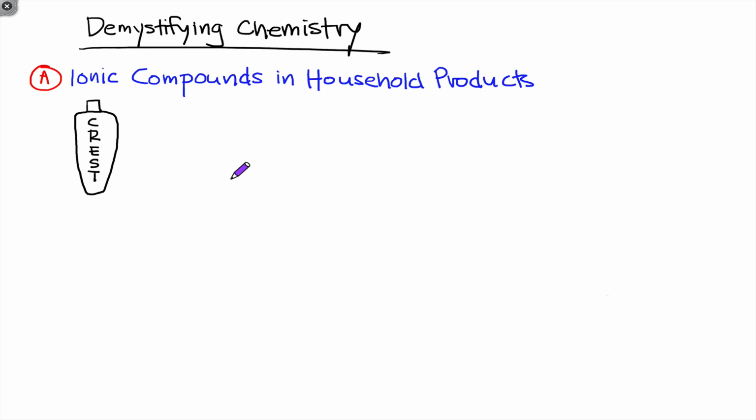So we're going to be using primarily household or everyday products as a context to explore chemical nomenclature, the subatomic particles, molar mass and foundational concepts of stoichiometry, and other essential concepts of general chemistry that you'll need to succeed in this course.